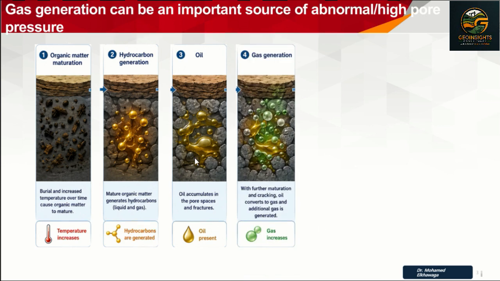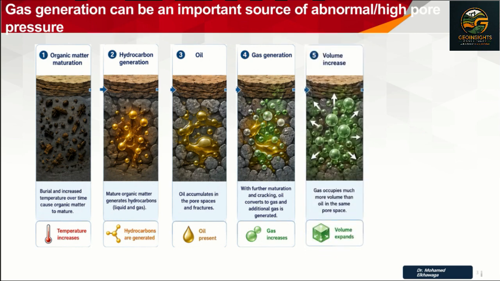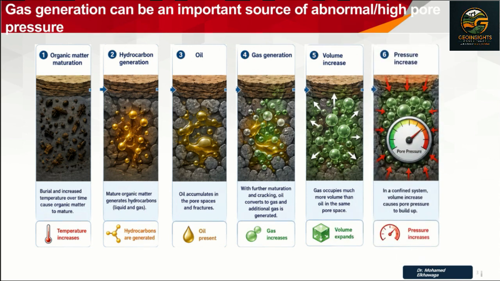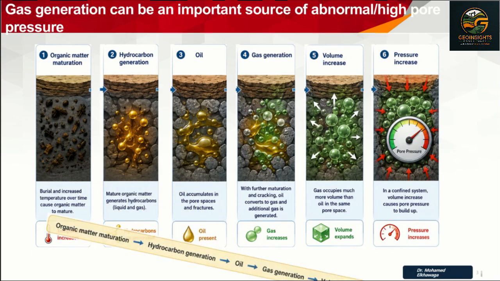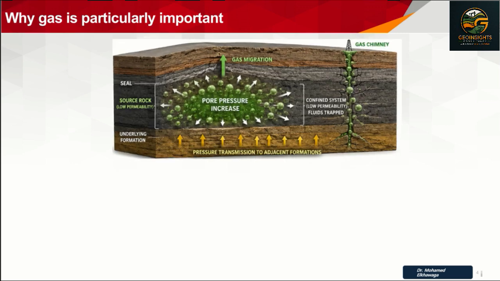Organic matter maturation leads to hydrocarbon generation, leads to oil, leads to gas generation, leads to volume increase, leads to pressure increase. Gas is much more compressible than formation water, but gas generation can introduce a large hydrocarbon volume into a confined pore system. If the source rock has very low permeability, the generated fluids may become trapped.